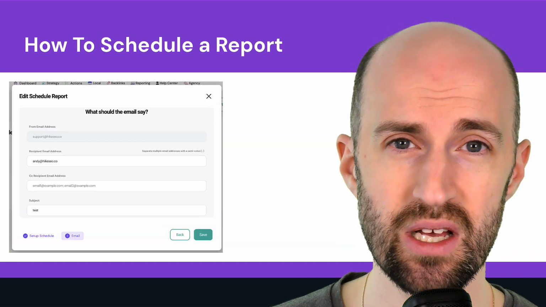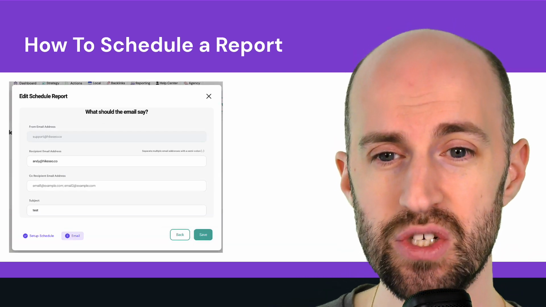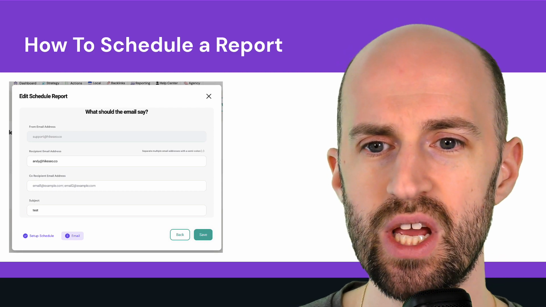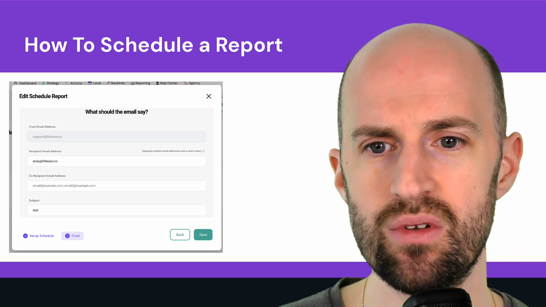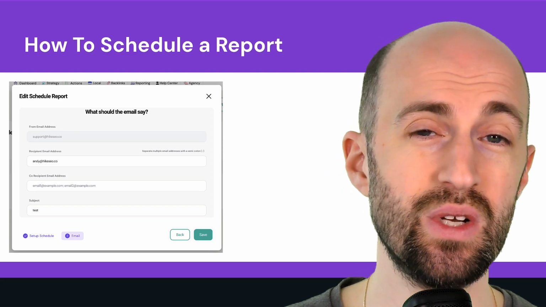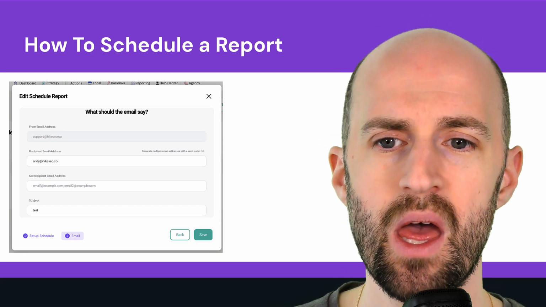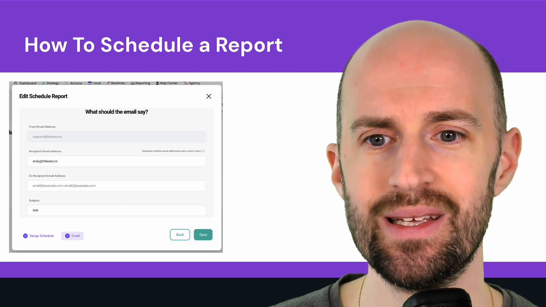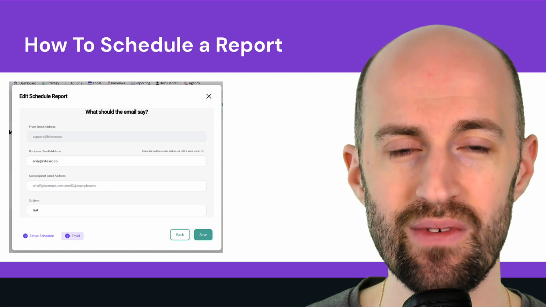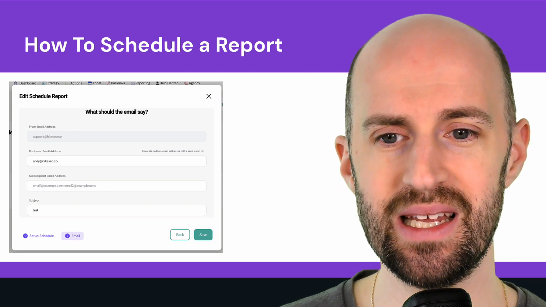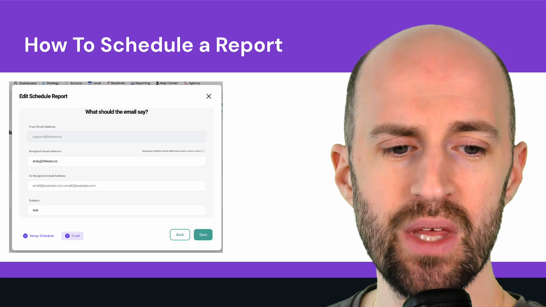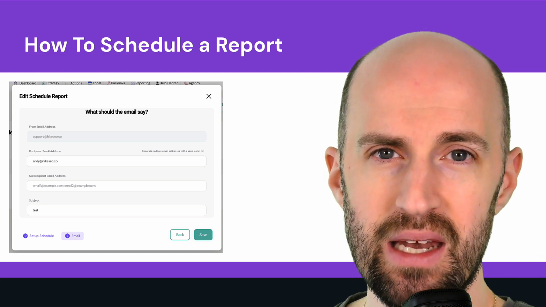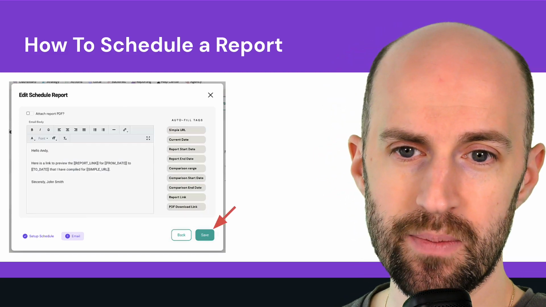And then you can customize what the email will actually say. So you can change the from email and also the recipient email address. You can also have additional CC'd emails in there if you have a wider team that you want the report sent to, and then the subject line. And then you click on save, and the report will be scheduled.